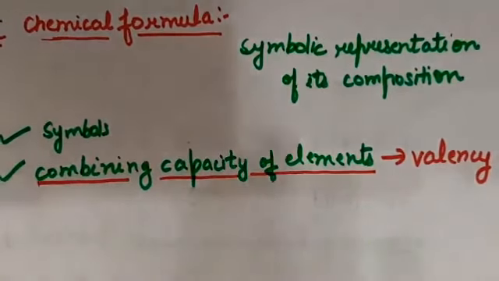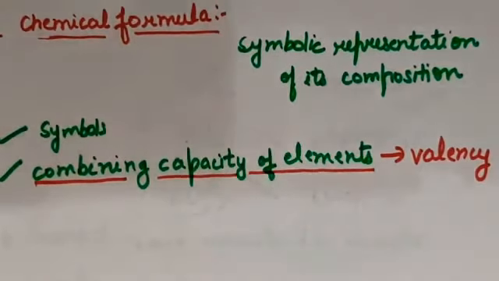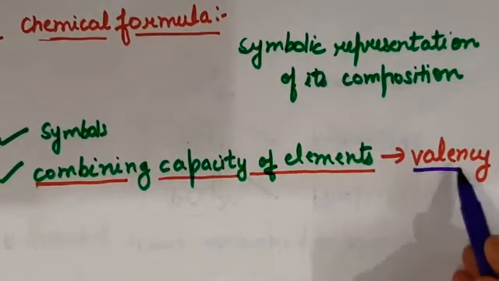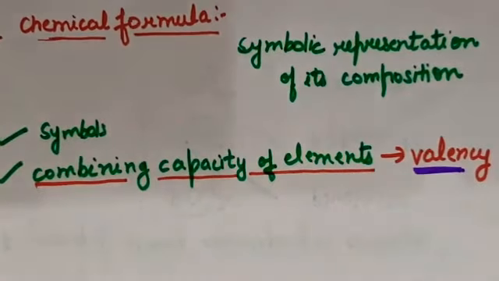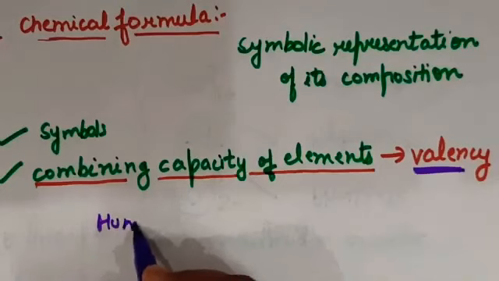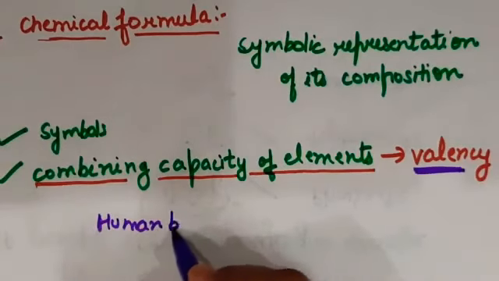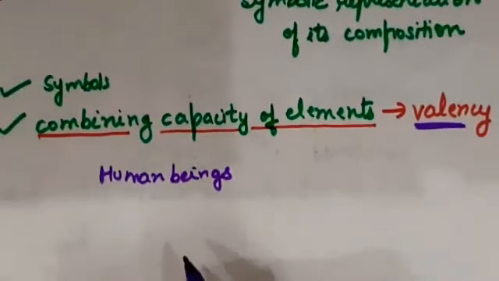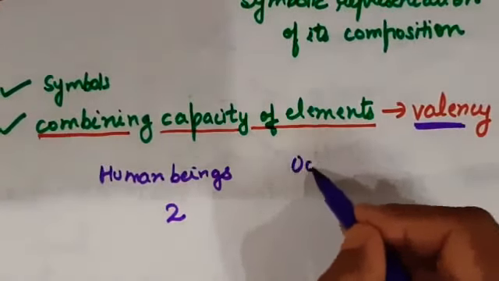Okay. Now students, let us consider this valency. Let us understand the concept of valency with the help of an easy example. Human beings. Human beings have how many arms? They have 2 arms. Okay, and what about octopus?